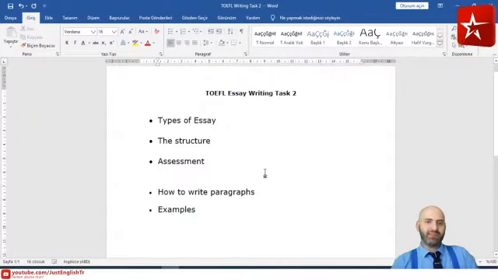During this lesson, we will discuss essay writing, which is task number 2 for the TOEFL exam. Our lesson will cover the types of essays, the structure for each type of essay, the assessment module for essays, how to write paragraphs, and then I will show examples. Finally, I will share very good news with you, the coolest thing ever.